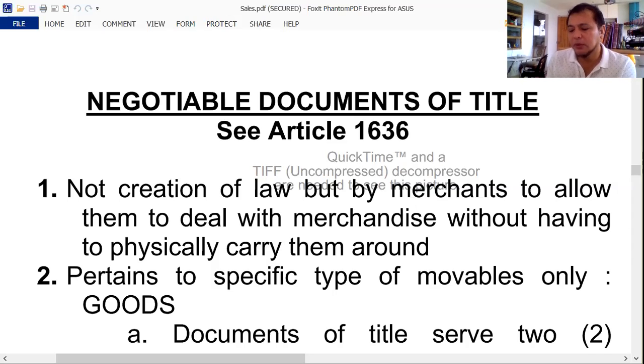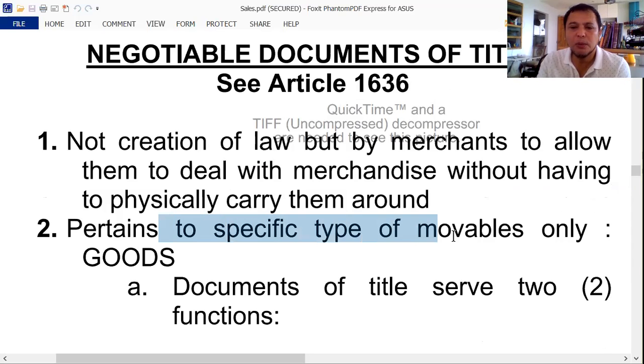So in order to prove ownership, the miller will write a warehouse receipt stating that Mr. Planter here has a stock of 500 sacks of rice in my warehouse. Okay, this is a warehouse receipt. It's given to the farmer or the planter. So the planter or the farmer now can deal his sacks of rice to any buyer without carrying his 500 sacks of rice with him. So he just transacts business by showing the warehouse receipt, without physically carrying the 500 sacks of rice. So the document of title pertains to specific type of movables only.